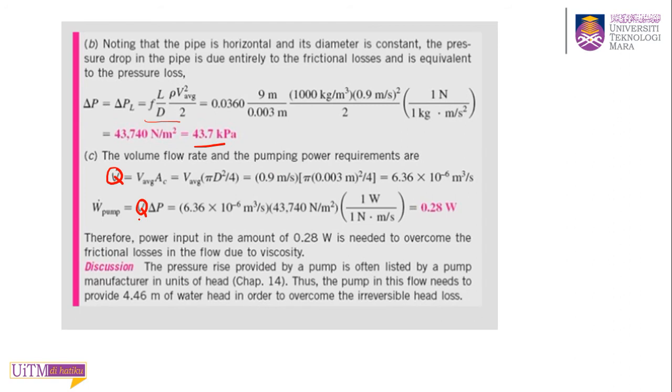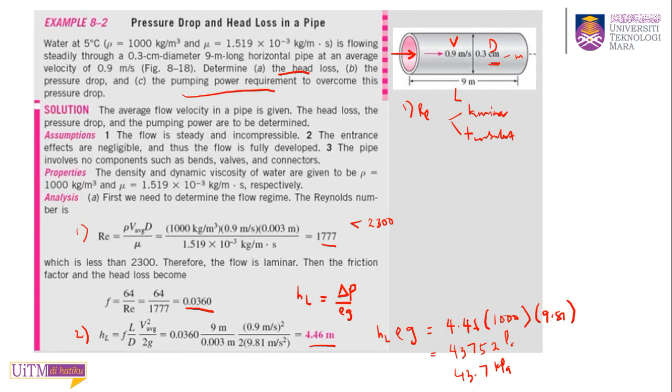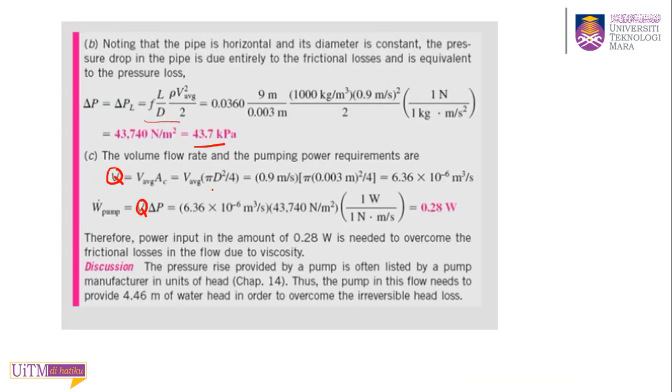So the volume flow rate is the velocity times A. You have the velocity of the flow 0.9, and they give you the diameter, so you can find the area of this pipe. Pi r squared or pi d squared over 4. In this example, pi d squared over 4. So 0.9 times pi times 0.003 squared over 4 for the diameter, and you get your volume flow rate: 6.36 times 10 to the power of minus 6 meter cube per second.